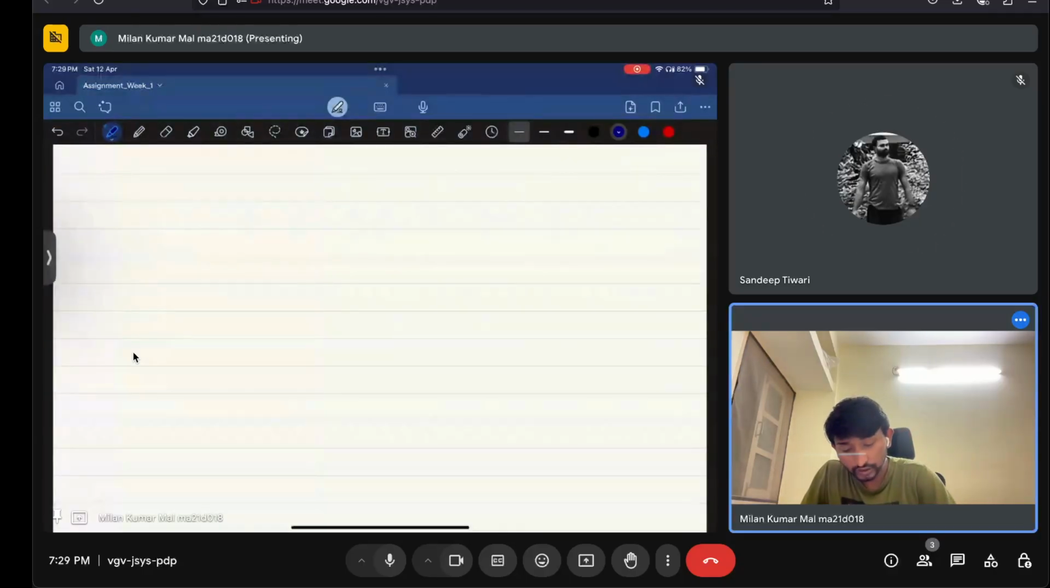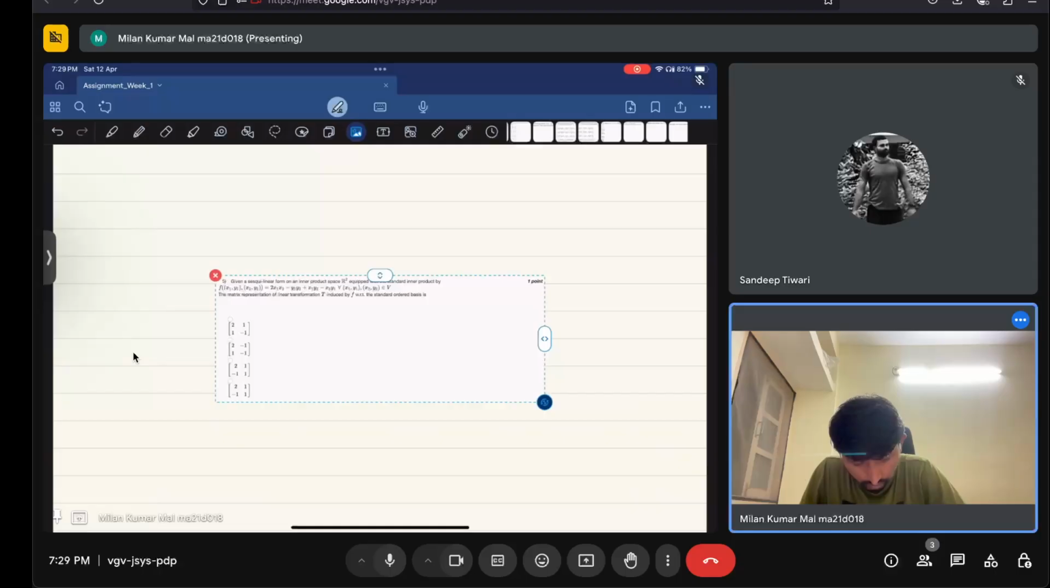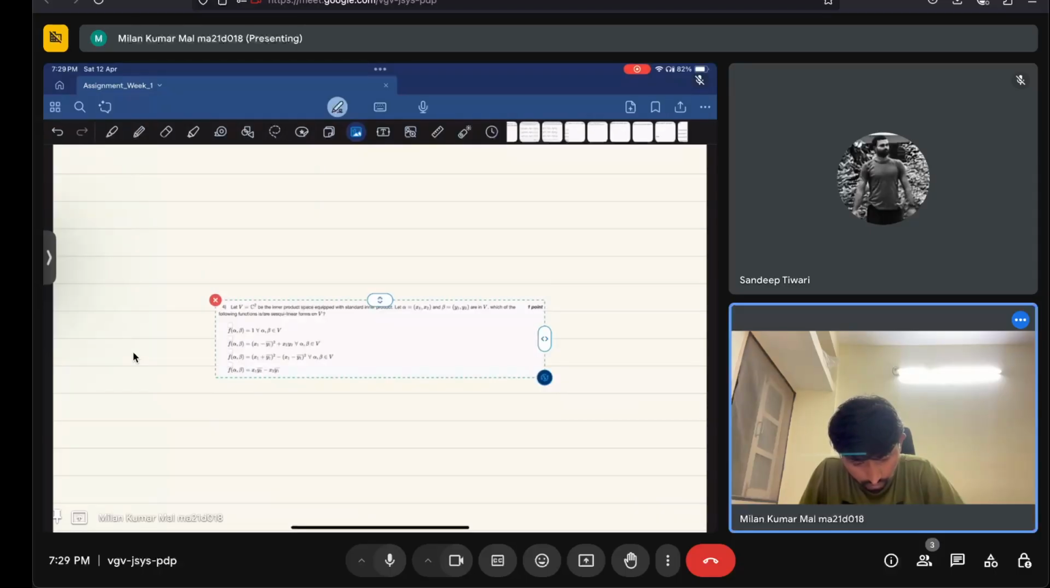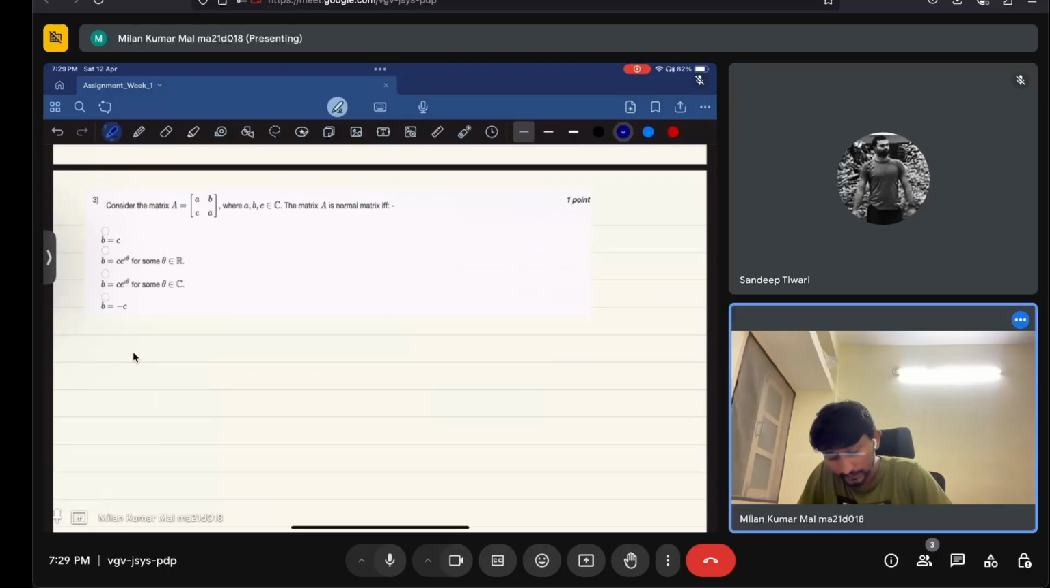Let's go to another problem. This is a short problem, but it says: consider a matrix A equals [[a, b], [c, d]]. Matrix A is a normal matrix if and only if b equals c, or b equals c e to the power i theta, or b equals minus c.